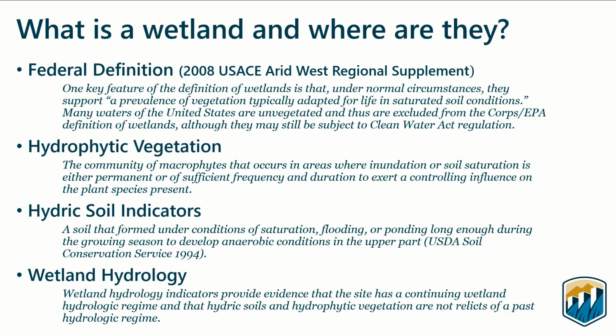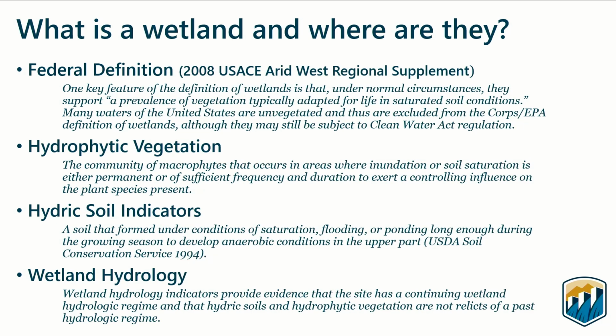So what is a wetland? The federal definition from the Arid West Regional Supplement is that one key feature of a wetland is that under normal circumstances they support a prevalence of vegetation typically adapted for life in saturated soil conditions. Many waters in the United States are unvegetated and thus are excluded from the Corps' definition of wetlands, although they may still be subject to the Clean Water Act. So the Clean Water Act regulates the WOTUS, the waters of the United States. Wetlands are included as part of the WOTUS, and so is open water, obviously.